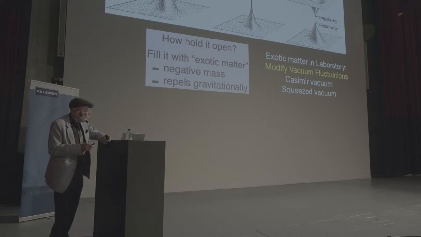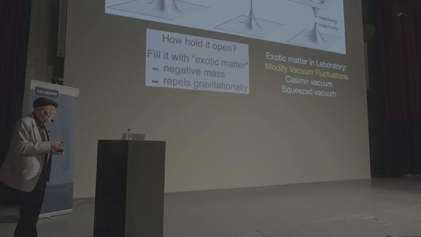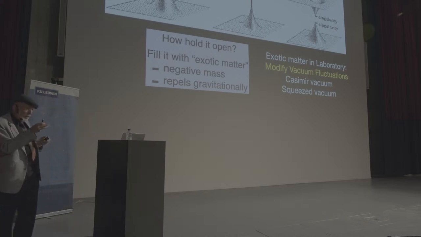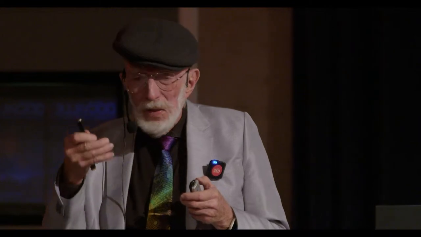It also exists in what is called the Casimir vacuum. These are technical phrases that will mean something to a few of the physicists. But it's very hard and perhaps impossible to make large amounts of this exotic matter, when the only thing you can do is work with vacuum fluctuations. There are limitations on how much you can do.